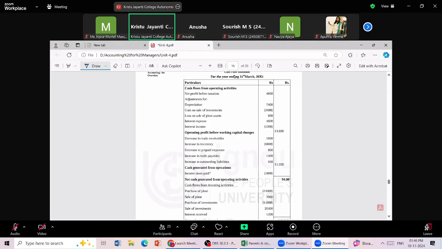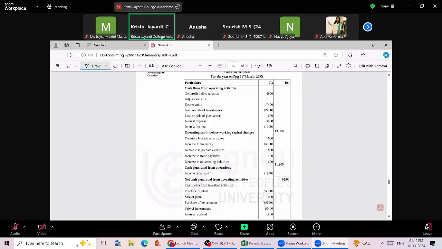Apart from that, any other changes in your working capital, you can do the adjustments in your operating item. So here you can see the first one is trade receivable. What items decreased in your balance sheet in your current assets? There is a decrease in your trade receivable. There is a decrease in your prepaid expense. Then there is an increase in inventory, increase in trade payable and increase in outstanding liability is given.